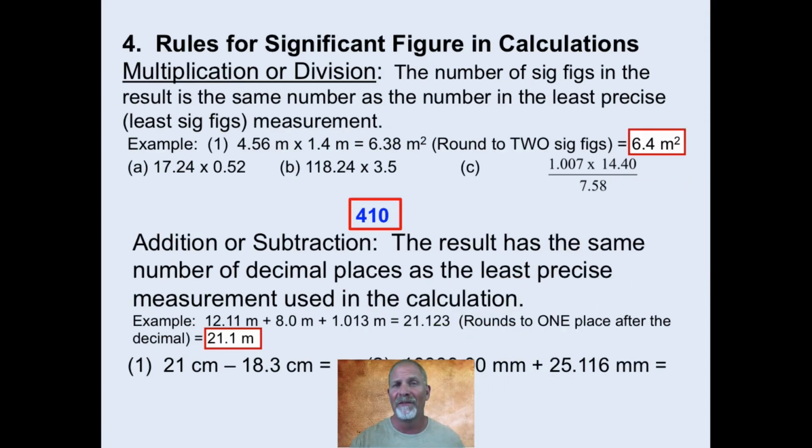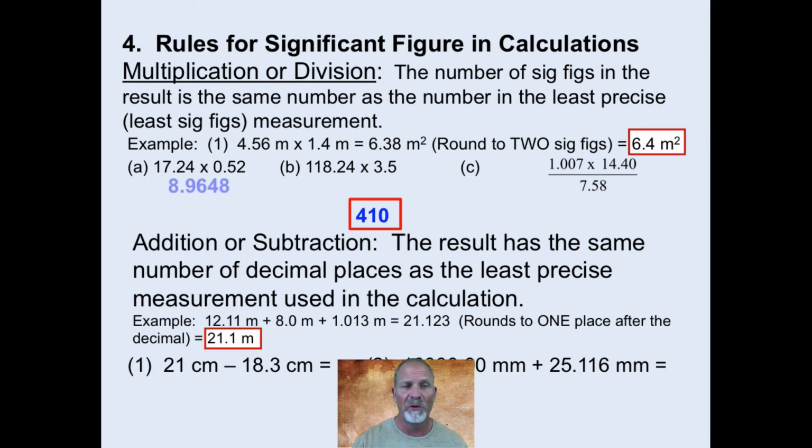When we multiply and divide, they have the same rule, or if we add and subtract, they also have the same rule. So what are we dealing with when we multiply and divide? Reading the definition can be confusing. Just think about this. You're looking for the measurement with the least number of sig figs based upon our sig fig rules. So if I look at my example there, 4.56 has 3 sig figs. My 1.4 has 2 sig figs. Therefore, the measurement with the least number is 2, and my answer can only have 2. My 6.38 has to round up to 6.4. My 8 being above 5 rounds my 3 up to a 4. So I have 6.4.